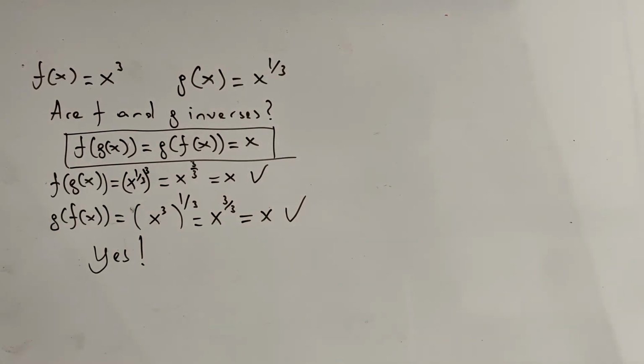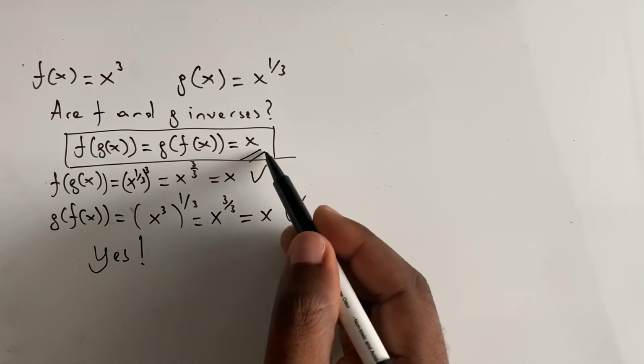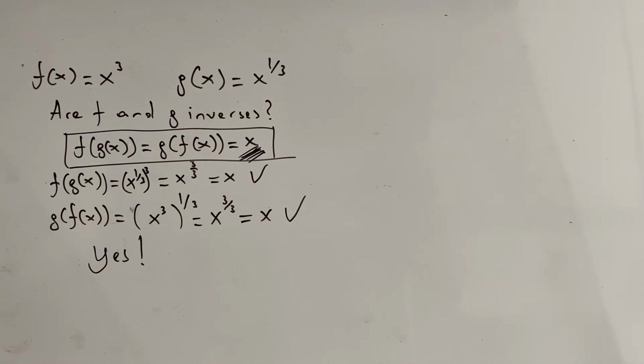So this is what to know really: f of g of x and g of f of x. Now, if the answer turns out to be x when you solve each one, f of g of x and g of f of x, then you know that they're actually inverses of each other. All right?